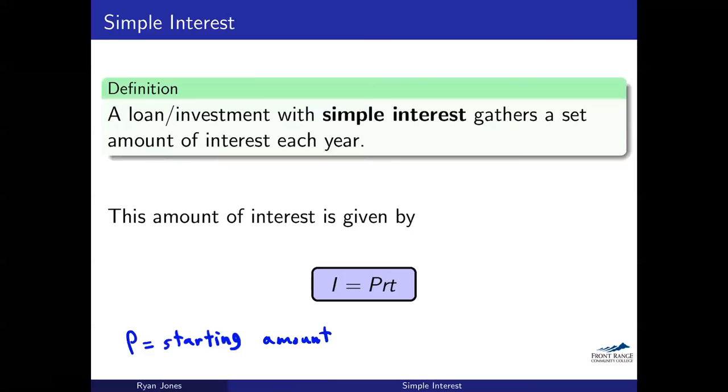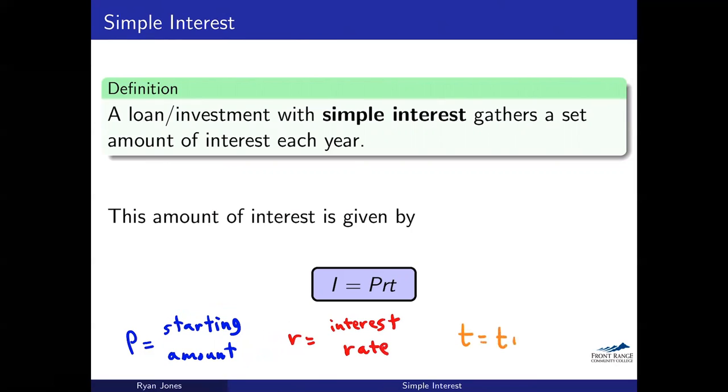Let's actually give myself some more space here. So P is our starting amount, and then we have R is our interest rate, just like before. And then T is time, just like before. Then the amount of interest that we get is the principal multiplied by the interest rate multiplied by the time. And that's how we calculate the interest that'll be added into the account.